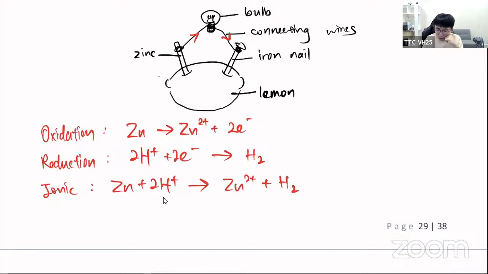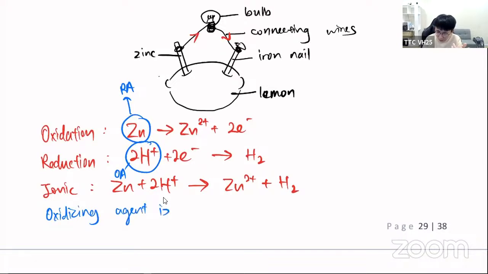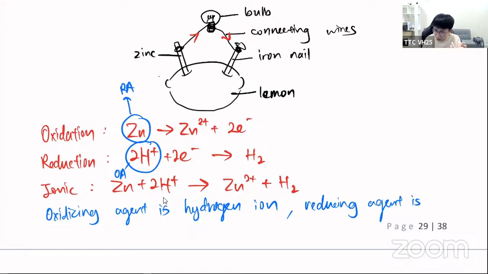So we know this one undergoes oxidation, so we call it the reducing agent. And this one undergoes reduction, we call it the oxidizing agent. Okay, guys, in the exam, write it like this. You put the oxidizing agent is hydrogen ion. Then your reducing agent is zinc.